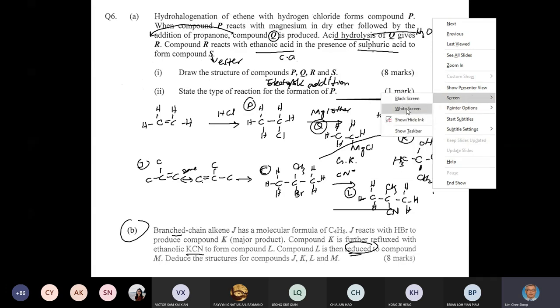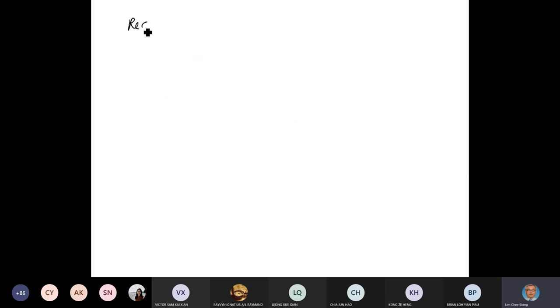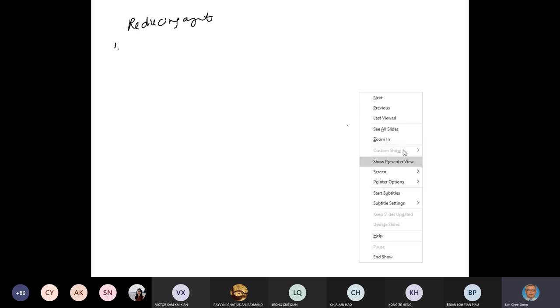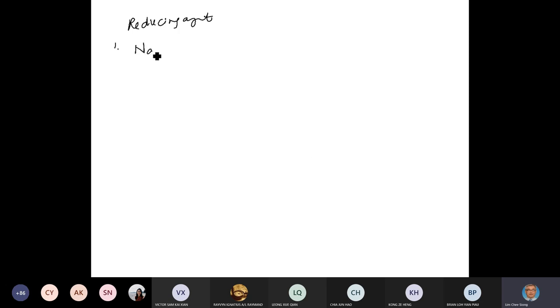What is the most important reducing agent that you know? Now I'm talking about reducing agents. In your syllabus there are just two. The first is NaBH4 in the presence of ethanol, followed by water. Another one which is quite famous is LiAlH4.